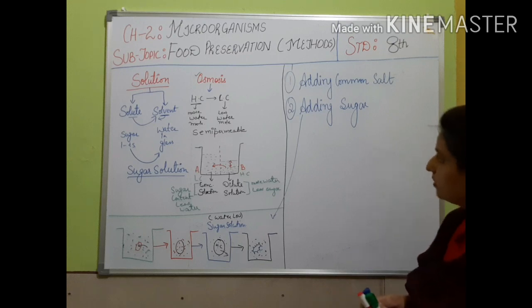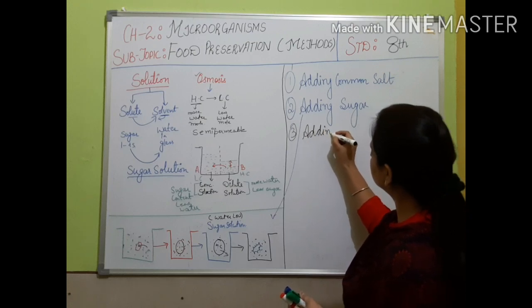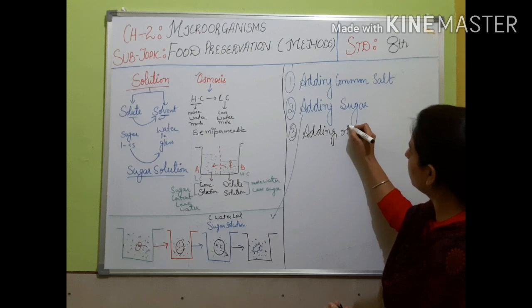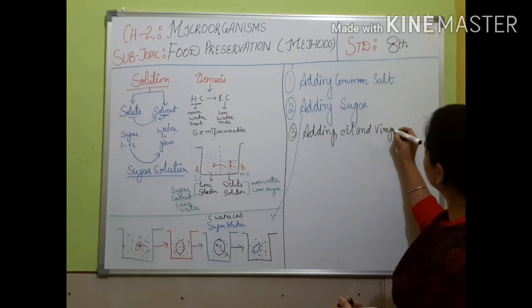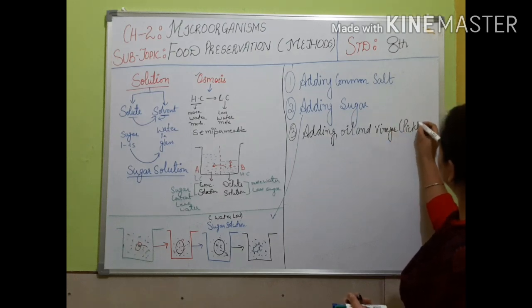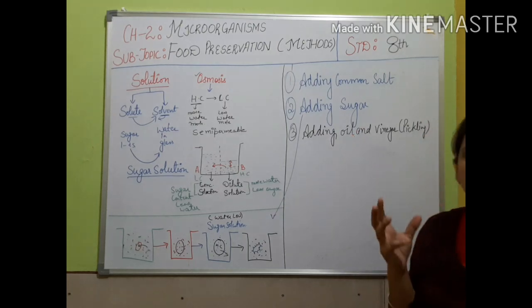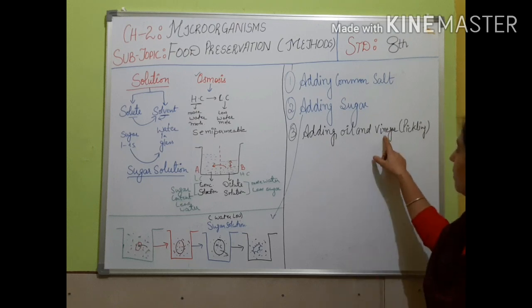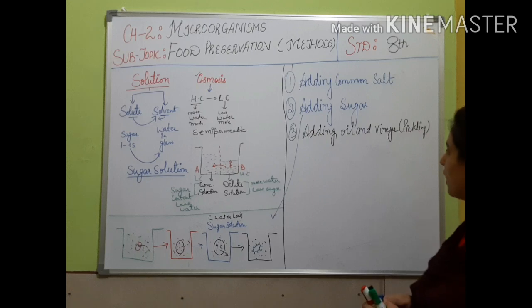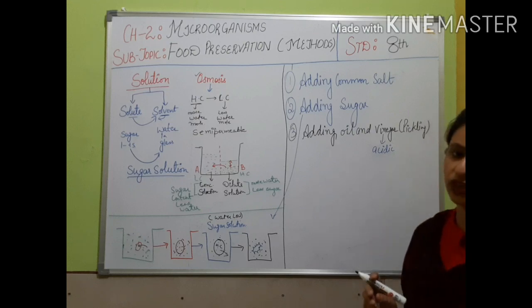Now the third method is adding oil and vinegar, which is called pickling. So what is happening here? Oil will not allow the air moisture to come in contact with the food, and due to which the microbes will not grow in the food. Similarly, vinegar is having what? Vinegar has an acidic nature, so it will not allow the growth of microbes in the food.